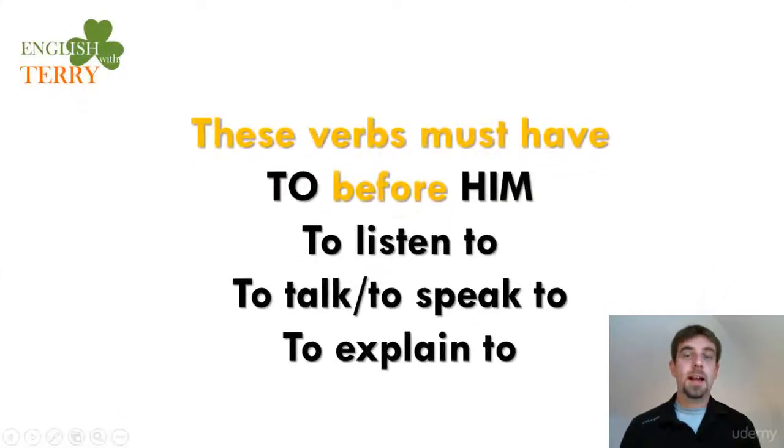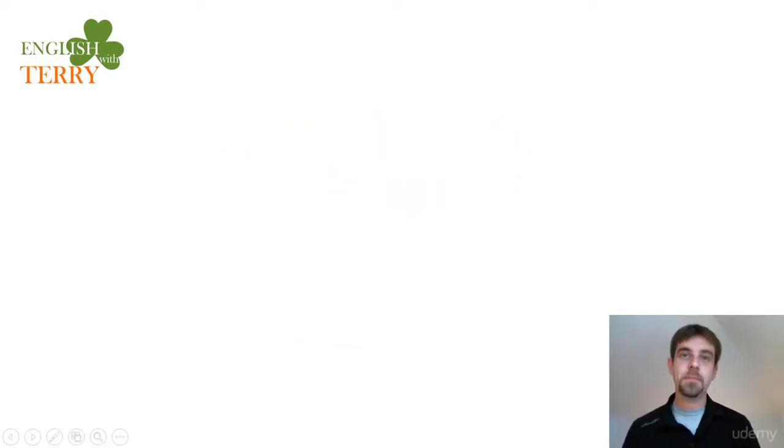So in this video, I want to show you about the word "him" with 4 essential verbs in the past: to listen to, to talk to, to speak to, and to explain to. A quick revision and essential rule for these 4 verbs: they must have "to" before "him". No exceptions, always with "to" before "him".